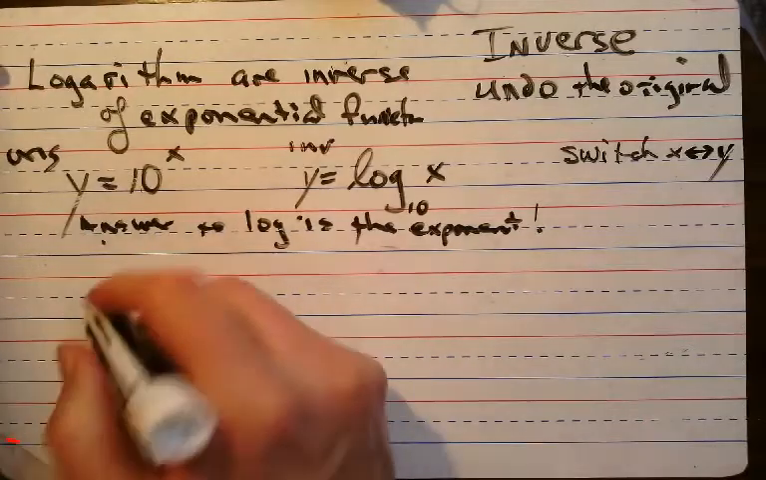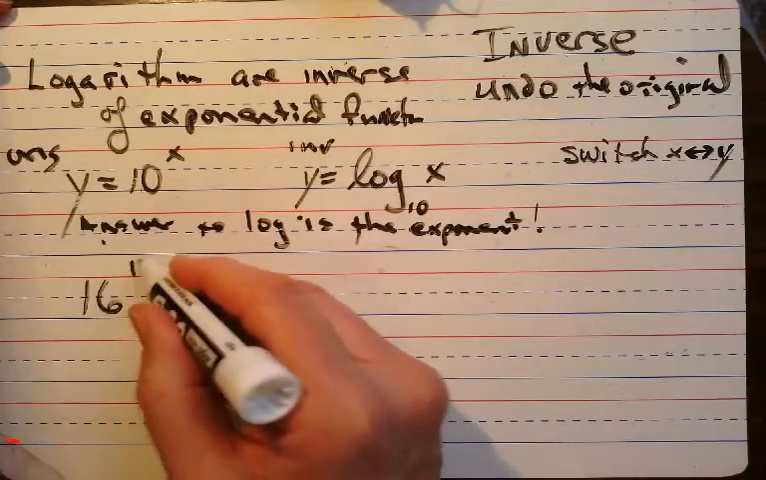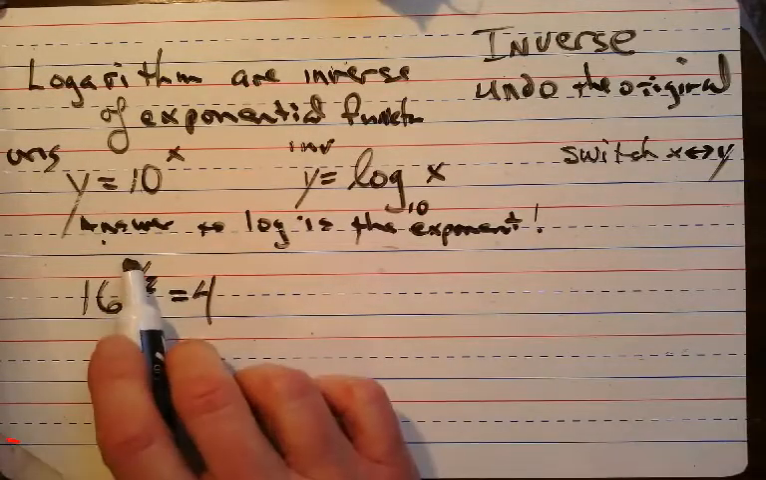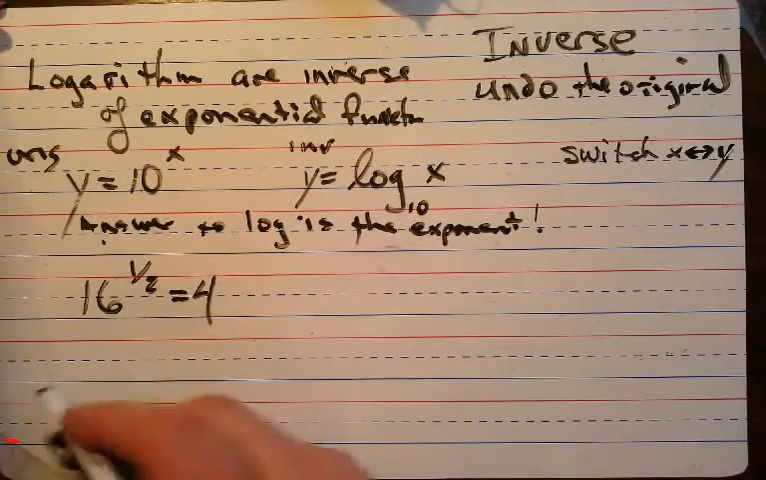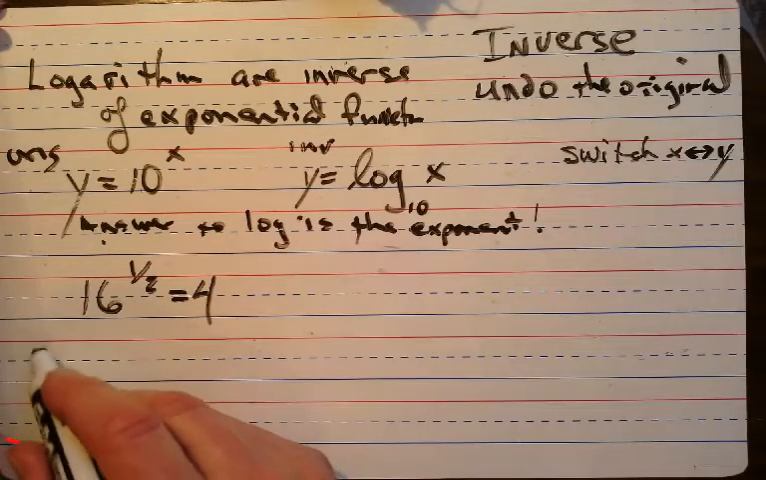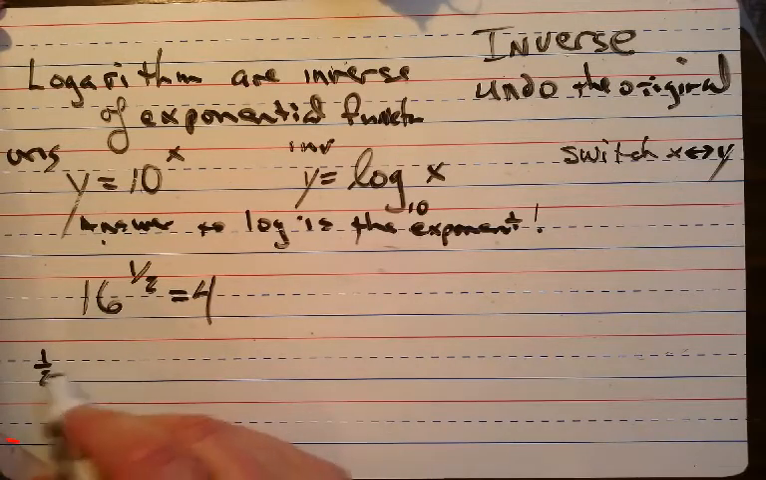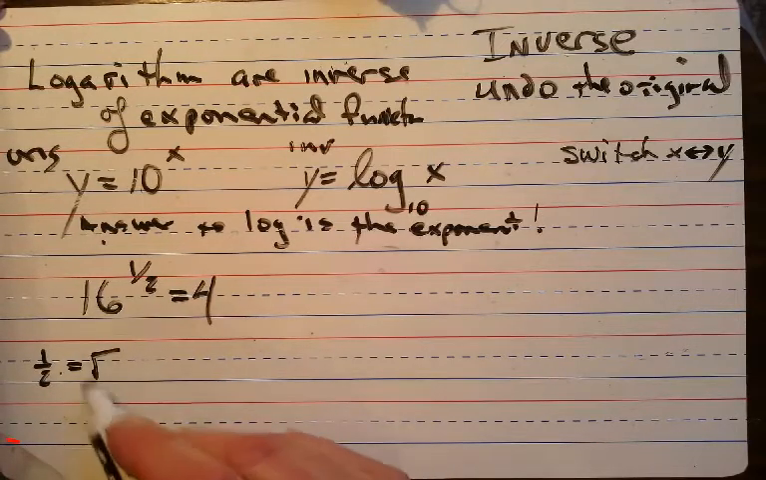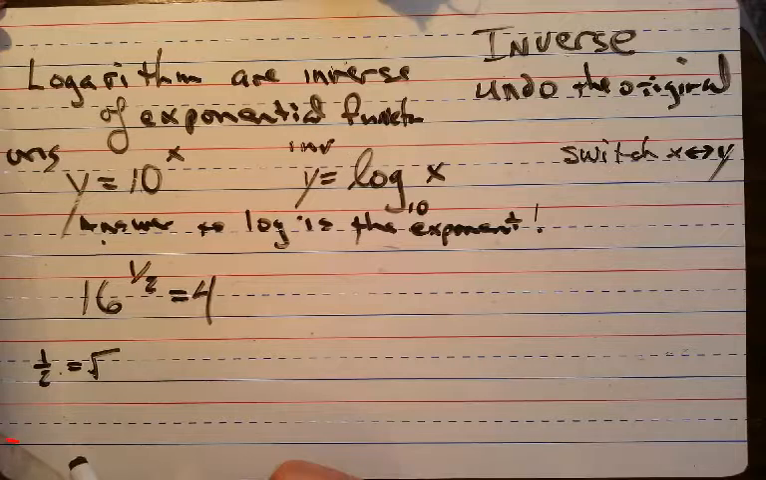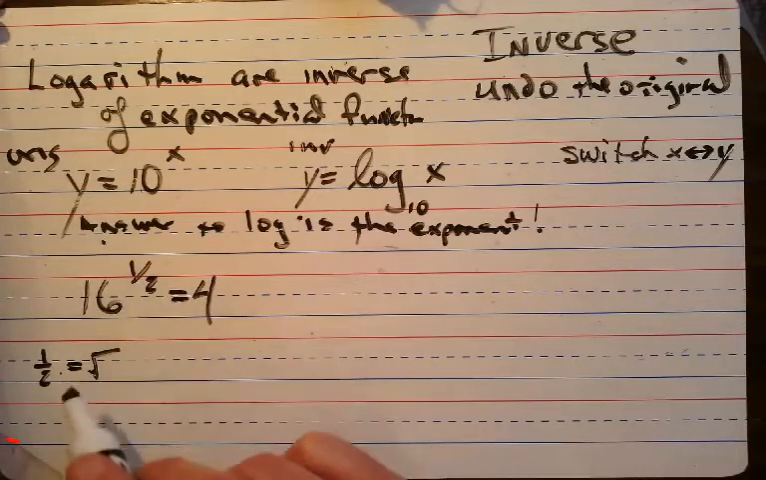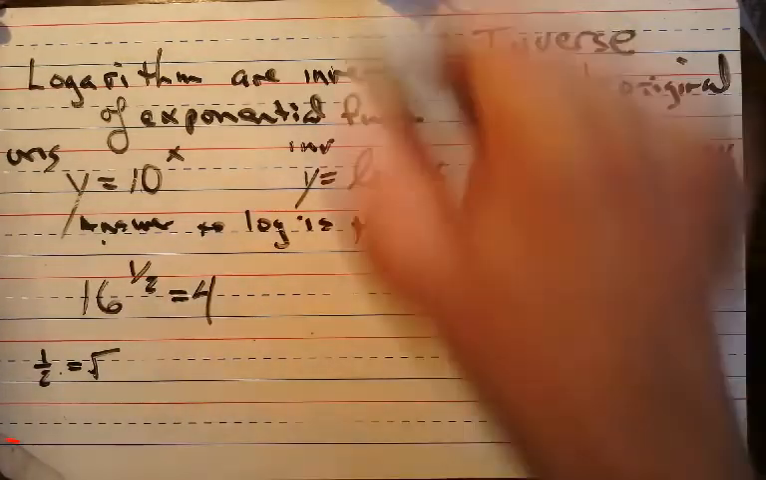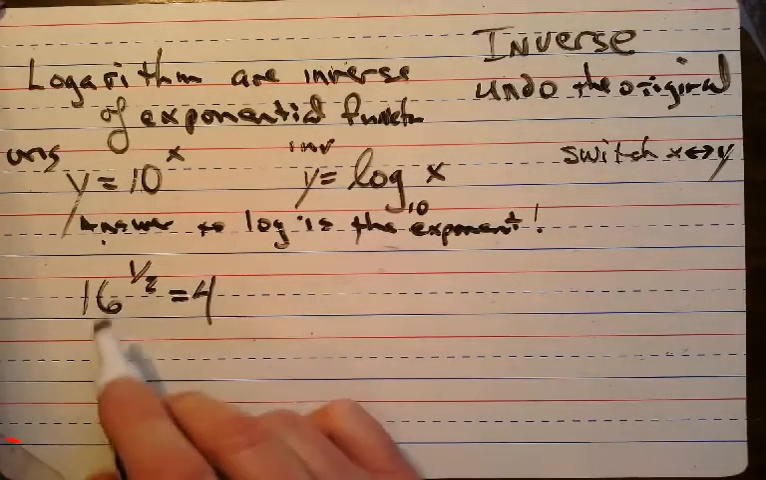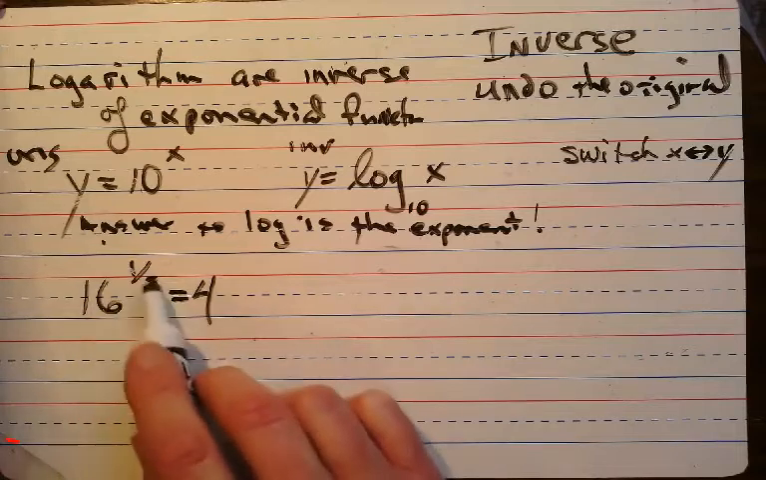I'm going to give you a tricky one. Well, it's not really tricky, because you know what this is, right? 16 to the 1/2 power. I don't know if you remember, but if the exponent's 1/2, that's the same thing as taking the square root. 1/2 power means square root. So if it was the 1/3 power, it would mean cube root, and the 1/4 power would mean 4th root. Well, anyway, the square root of 16 is 4. So 16 to the 1/2 power is that.